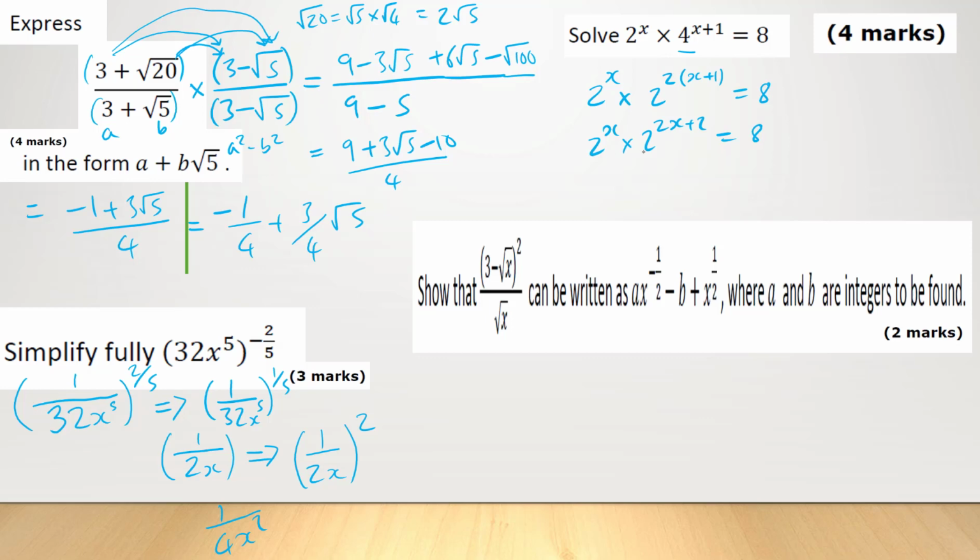Now what do we do when we multiply powers? We add the powers, right, when the bases are the same. So we can add this x to the 2x, so we get 2 to the 3x plus 2 equals 8. Now, 2 to the power of what equals 8? We know that's 3, right? So 3x plus 2 must equal 3. So we minus 2 on both sides. 3x equals 1, so x must equal 1/3.